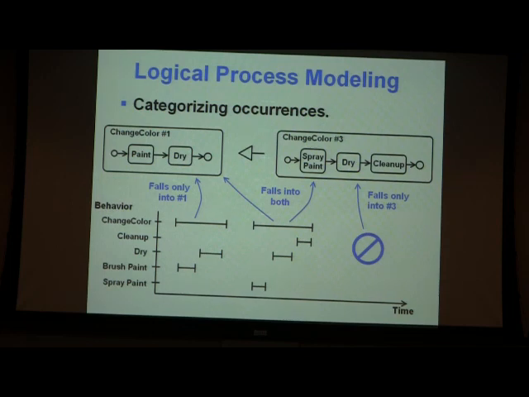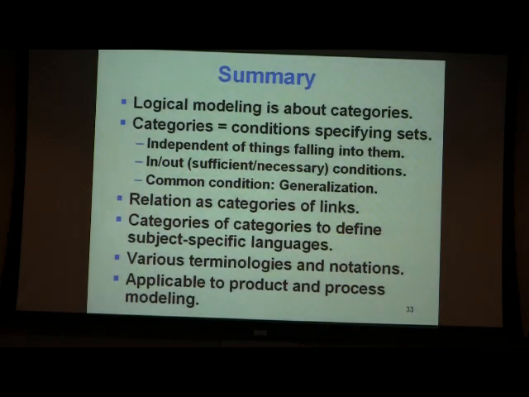So, I'm getting close to the end here. By now, you understand logical modeling is all about categories, loosely speaking. You have to learn the terminology of particular languages, but that's the word I use. We learned that these categories are really the conditions for things to fall in them. They're not the things that fall in them, and they're not the set of things that fall in them. We learned about the various kinds of conditions, the most common one being generalization.